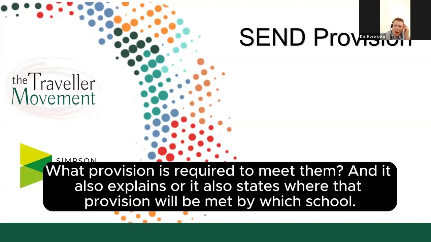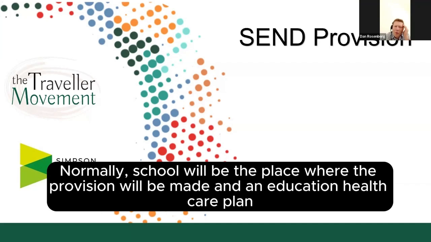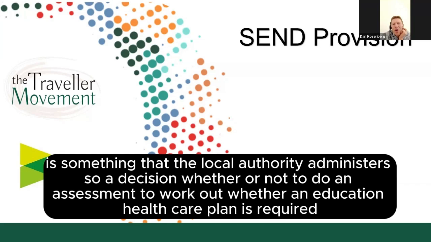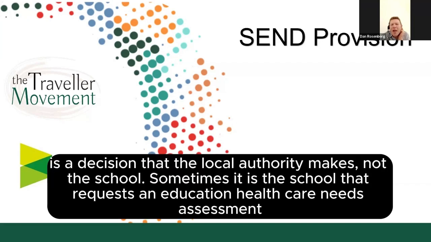It also states where that provision will be met, i.e. which school, normally, will be the place where the provision will be made. And an education, health and care plan is something that the local authority administers. So a decision whether or not to do an assessment to work out whether an education, health and care plan is required is a decision that the local authority makes, not the school.